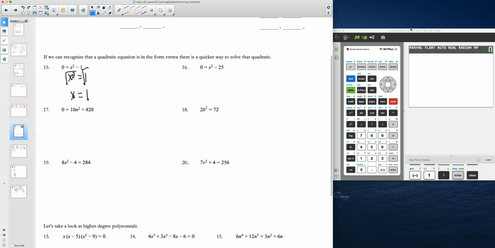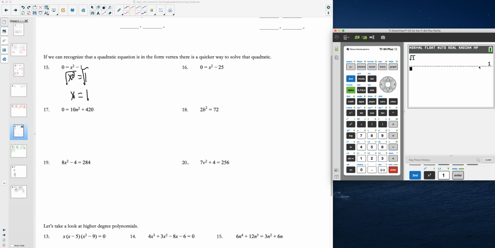If I come over here, I'll show you how to do this on your calculator. The square root is this blue right here above the x squared key. So I have to hit second, square root of 1. And then when I hit enter, it's only going to give me the positive root. What we talked about is I have to remember that really means I'm going to get 1 and negative 1, but your calculator is only going to give you the positive root.